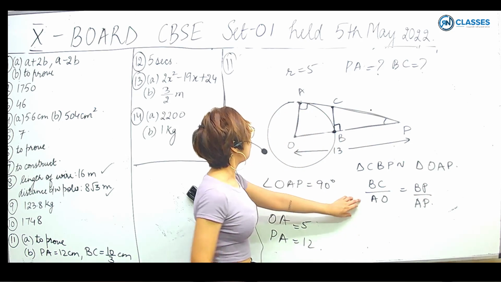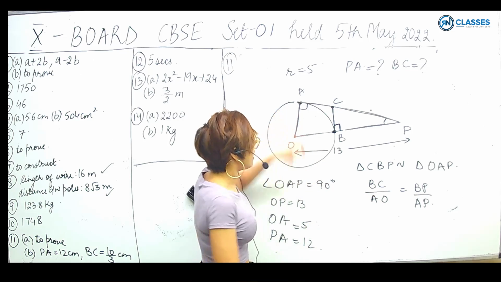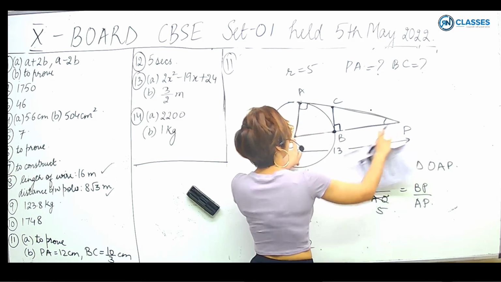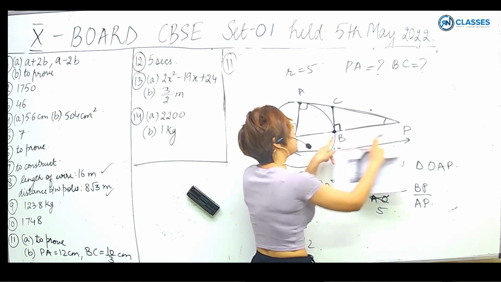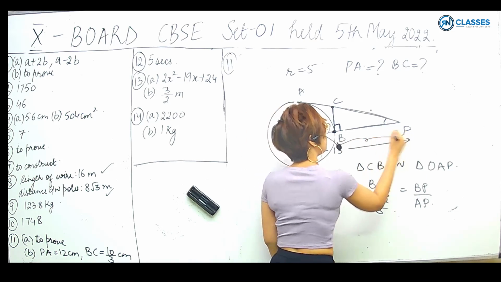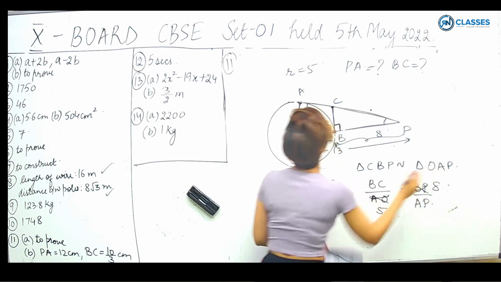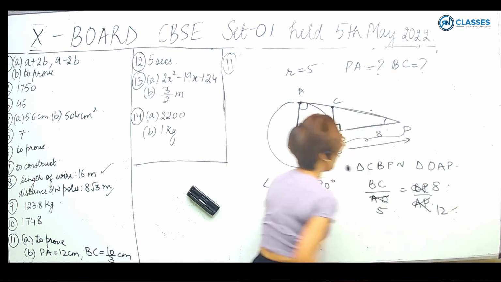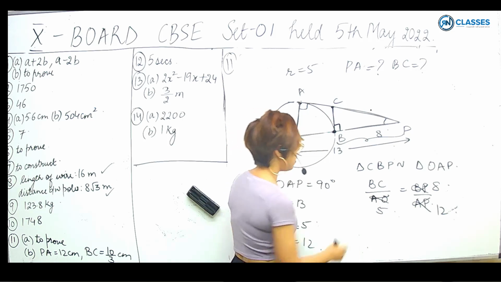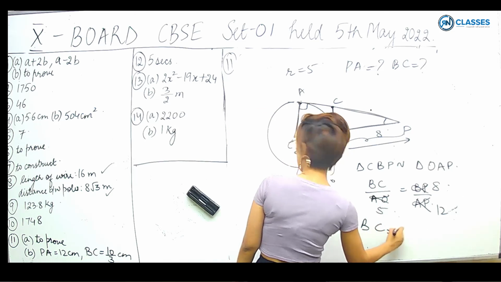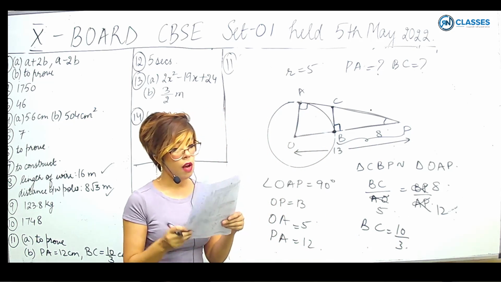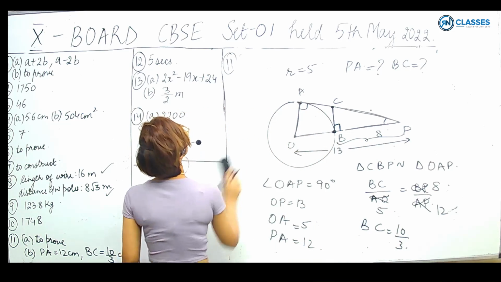Now AO is nothing but radius, which is 5. BP: this length is 13, and this is obviously the radius, which is 5. That means this length is 8. Right? So this is 8. AP, you just found out, is 12. So BC turns out to be 10 by 3. Right? Okay. Now let's talk about question number 12.